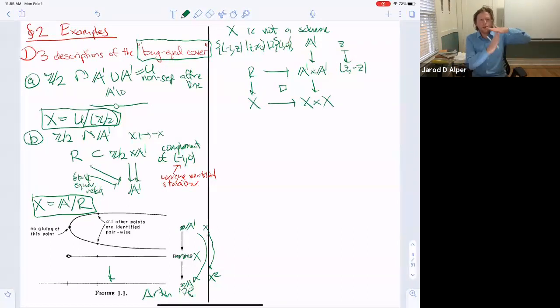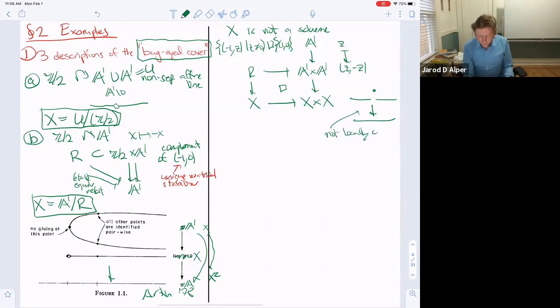If you take z and minus z, there's a unique relation taking one to the other, but we remove that one over the origin, and there we have the identity element. So this map looks like a disjoint union of the complement of the origin and that point, projecting back down to here. It's a monomorphism, but it's not locally closed. And that implies that this map is not locally closed, so it can't be a scheme.